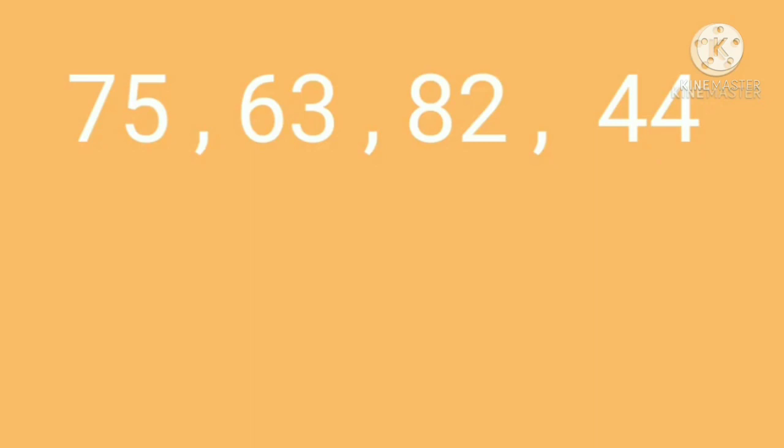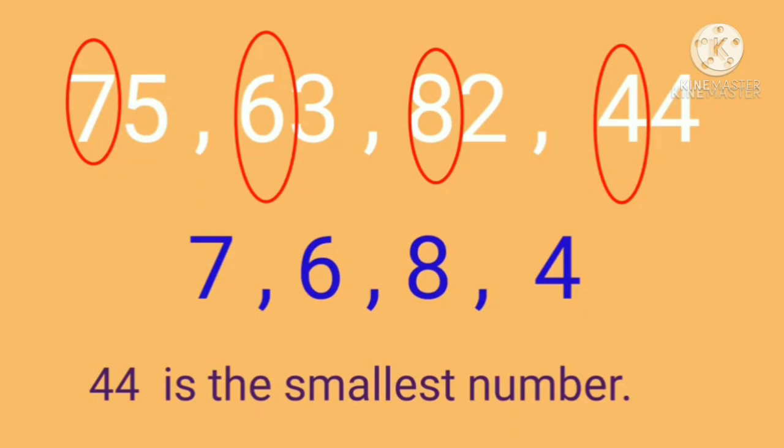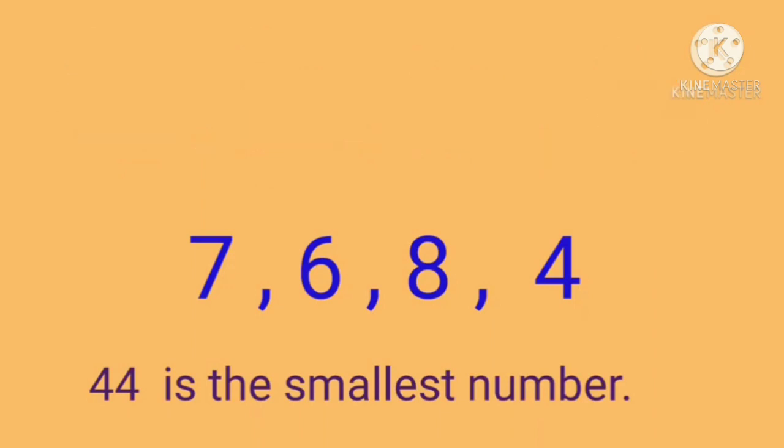We know the number which has bigger tens digit is bigger. So, what are the tens digits here? Yes, 7, 6, 8, 4. So tell me, which is the smallest number? Yes, 4 is the smallest number. So we can say that 44 is the smallest number.